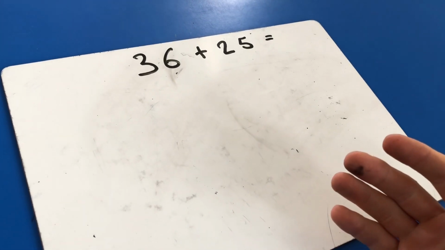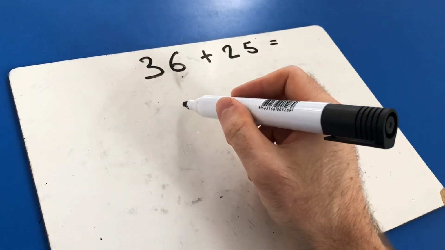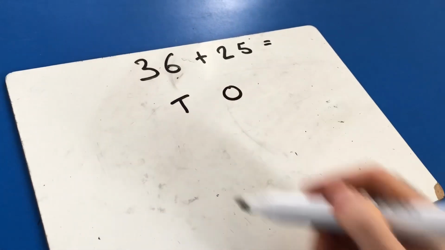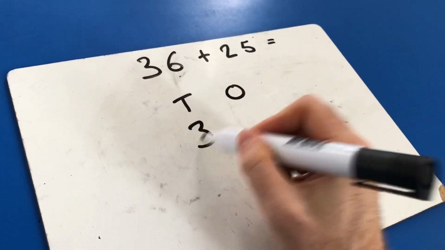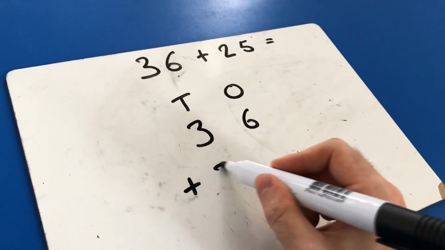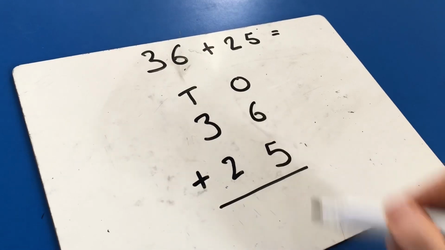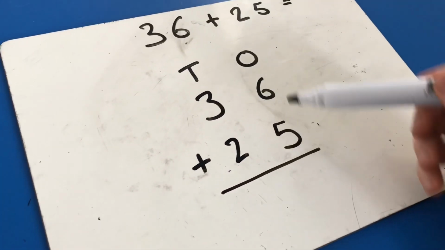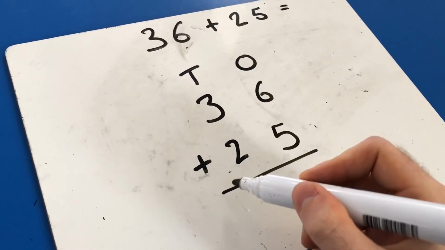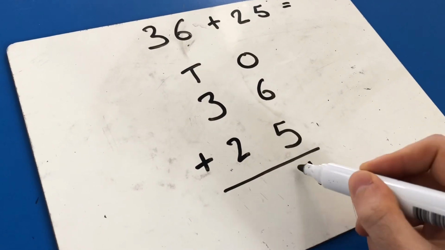Some of you might know it as chimney addition. And simply, I'm going to think about tens and ones. Okay, I'm going to line my numbers up in columns. So I'm going to have 3 and 6 to make 36, add 2 and 5. Now, 5 add 6 is 11, but I can't put both numbers in here, 11.